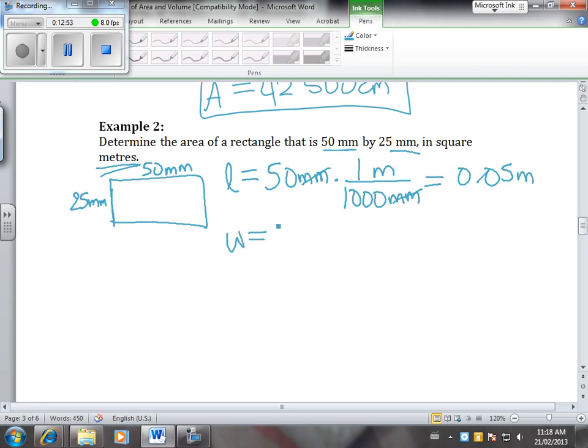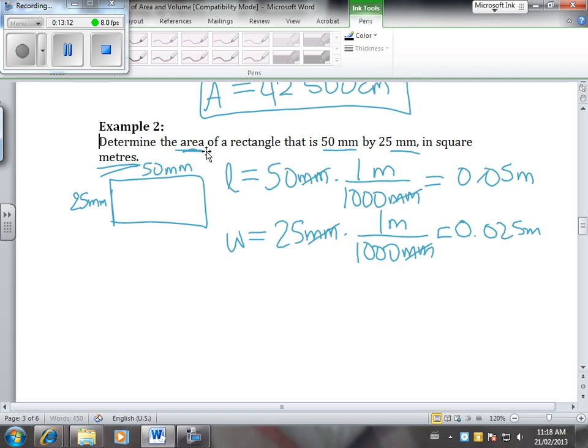For width, we have 25 millimeters. We know that in 1 meter there are 1,000 millimeters, and so we'll have 0.025 meters. So then how do we find area of a rectangle? What's our equation?